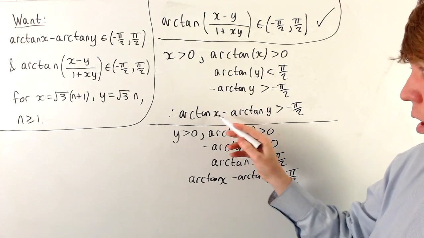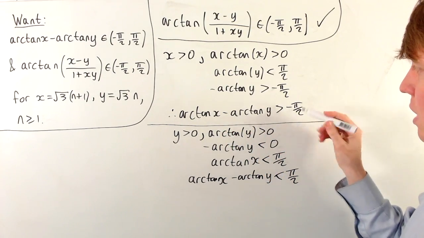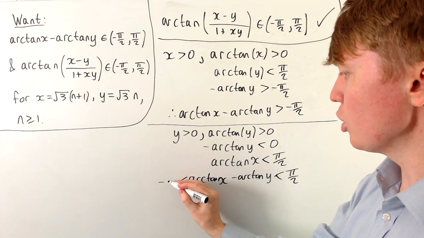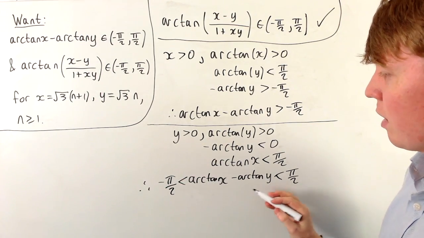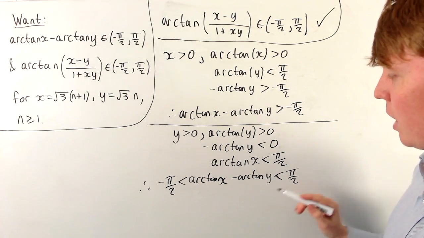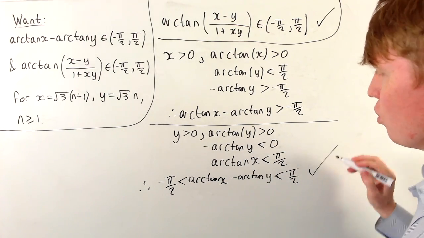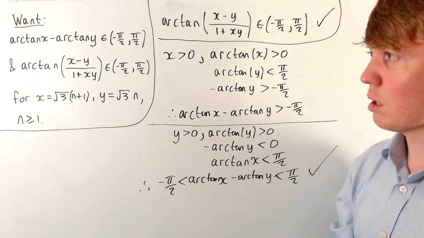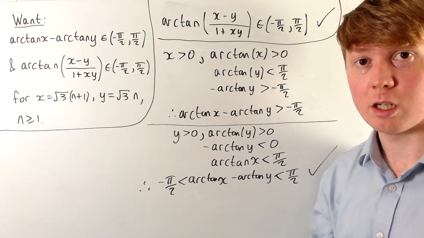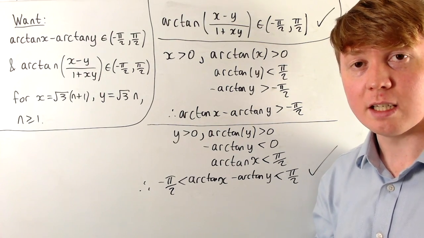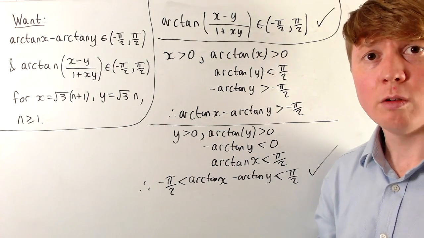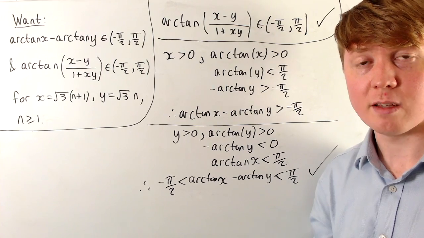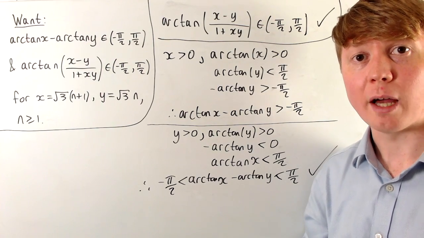And we've already seen arctan of x minus arctan of y is greater than negative pi over 2. So then we've shown that arctan of x minus arctan of y is in this interval between minus pi over 2 and pi over 2. So both of these conditions are satisfied, which means that our previous argument works and our identity is indeed valid for our values of x and y that we chose, which means then that our sum of this infinite series is indeed pi over 6.